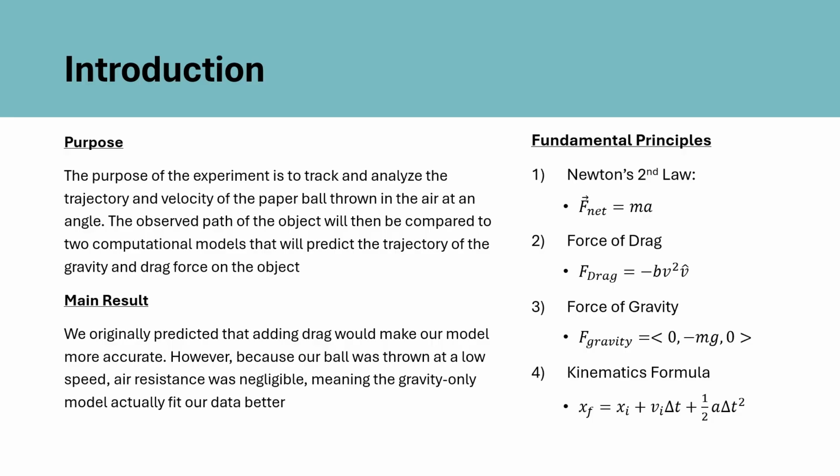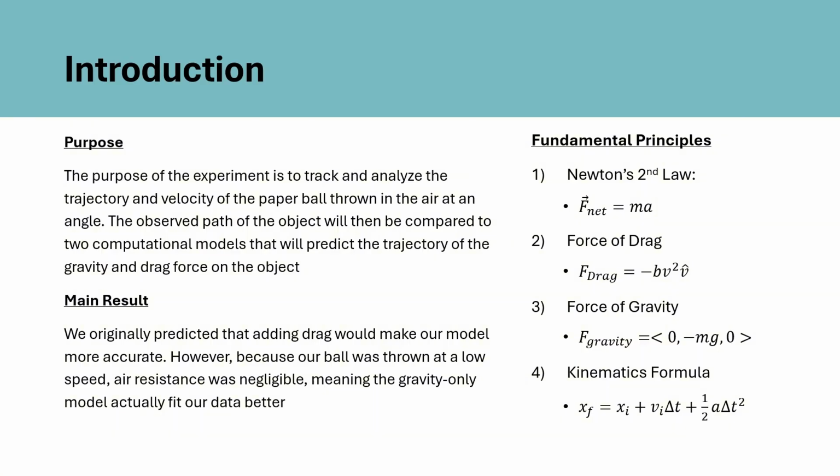The purpose of this experiment is to track and analyze the trajectory and the velocity of the paper ball thrown in the air at an angle. The observed path of the object will then be compared to two computational models that will predict the trajectory of the gravity and drag force on the object.